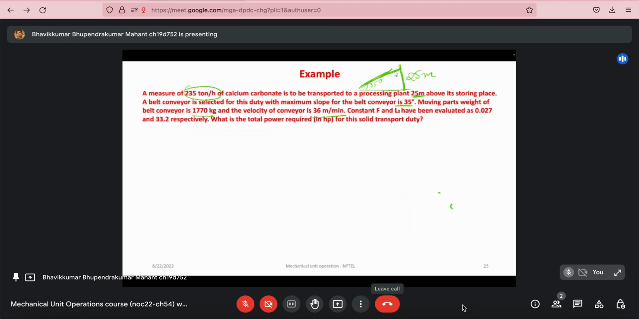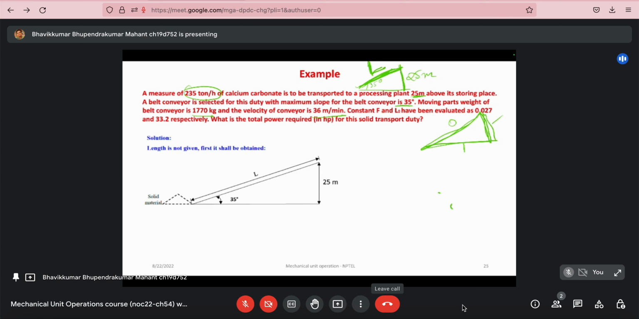Now we know the height, but we don't know the length of our bucket elevator or our belt conveyor. So we need to find the length of the belt conveyor. For that we can use a simple right angle formula for the triangle. Here we know the value of this side, we want to find this one, so we can go for the sine.